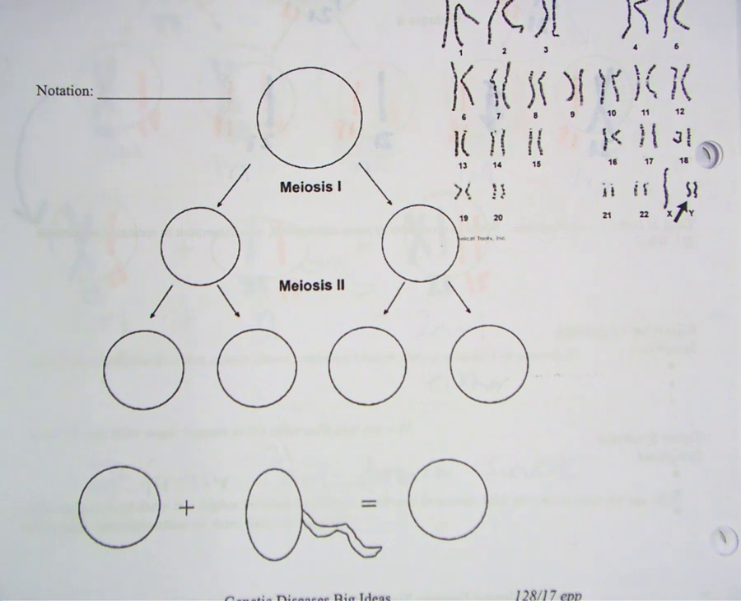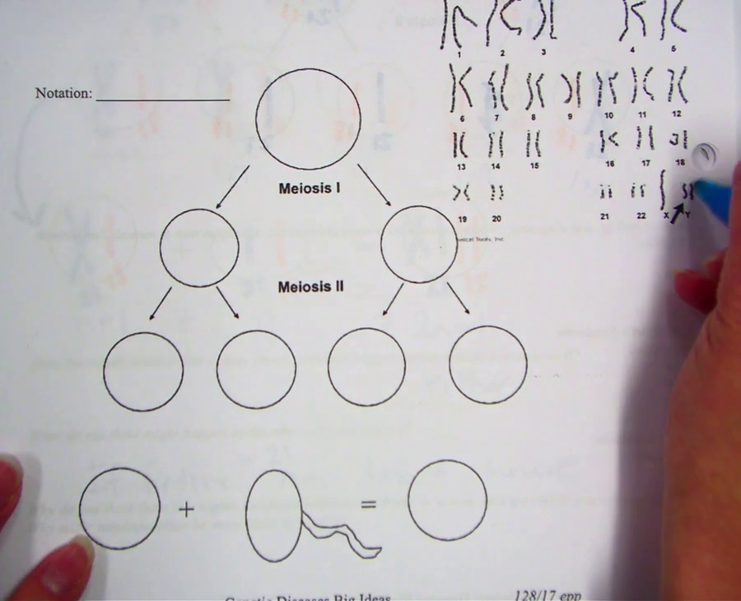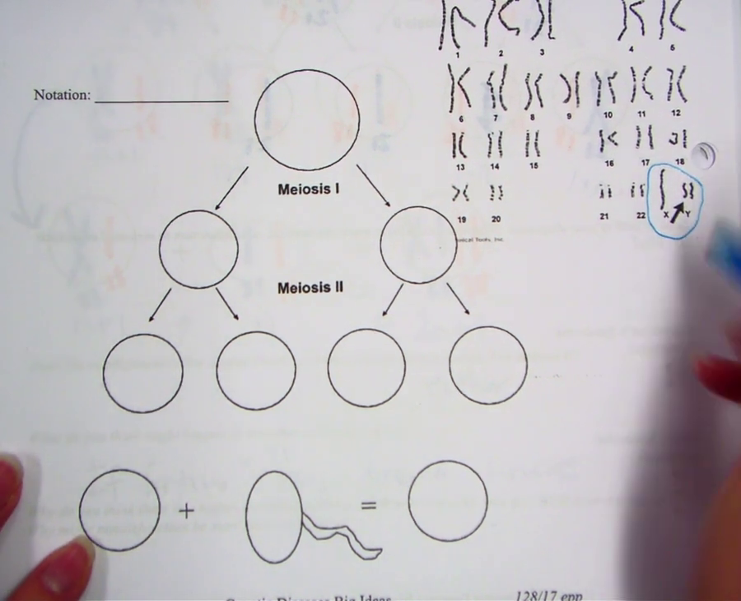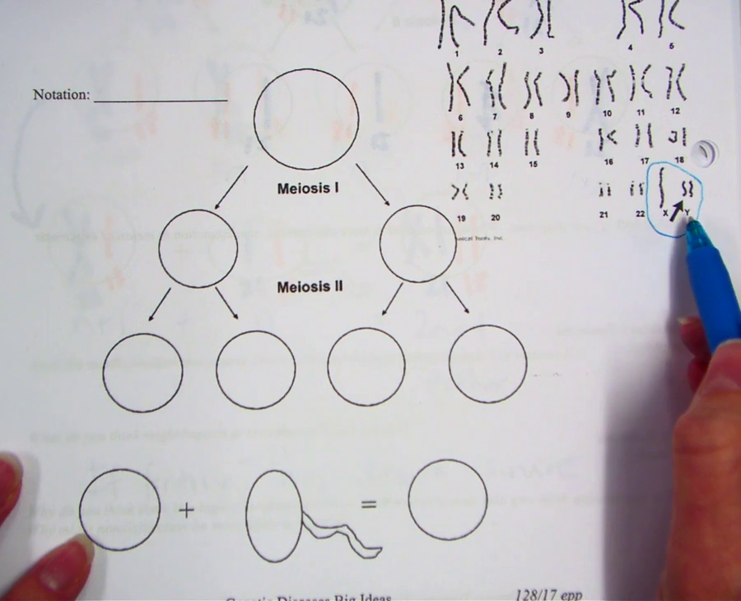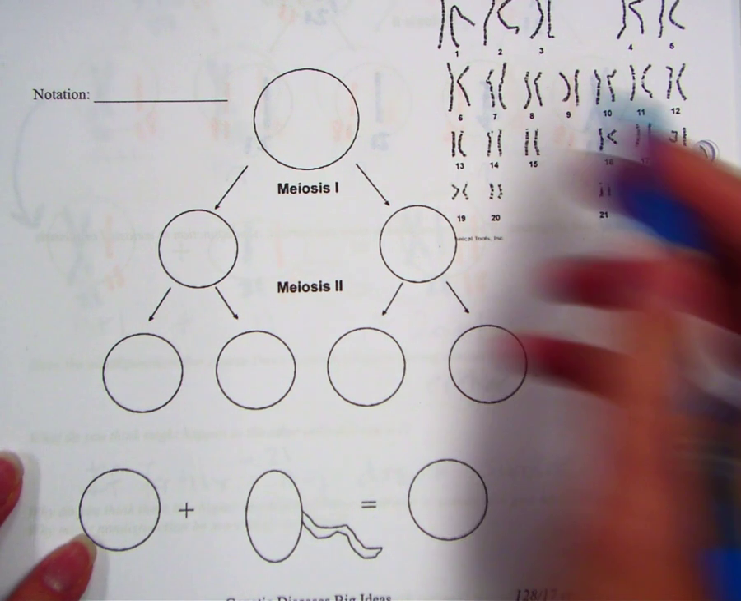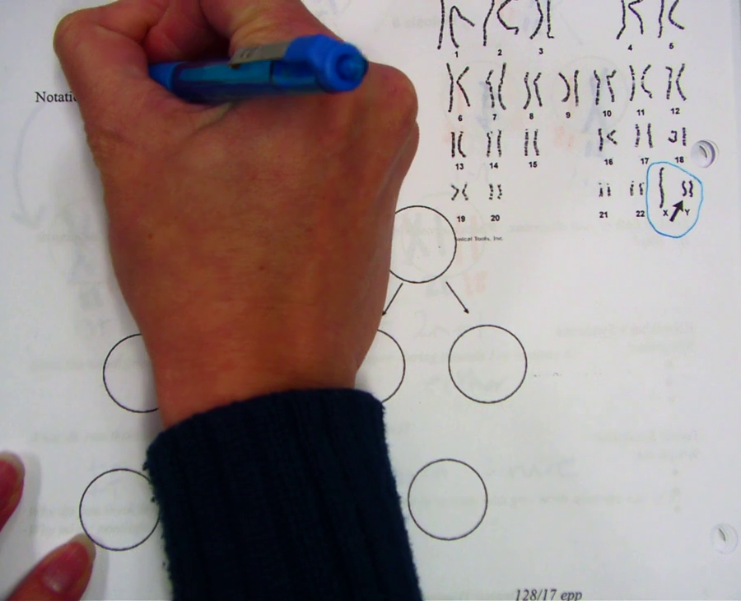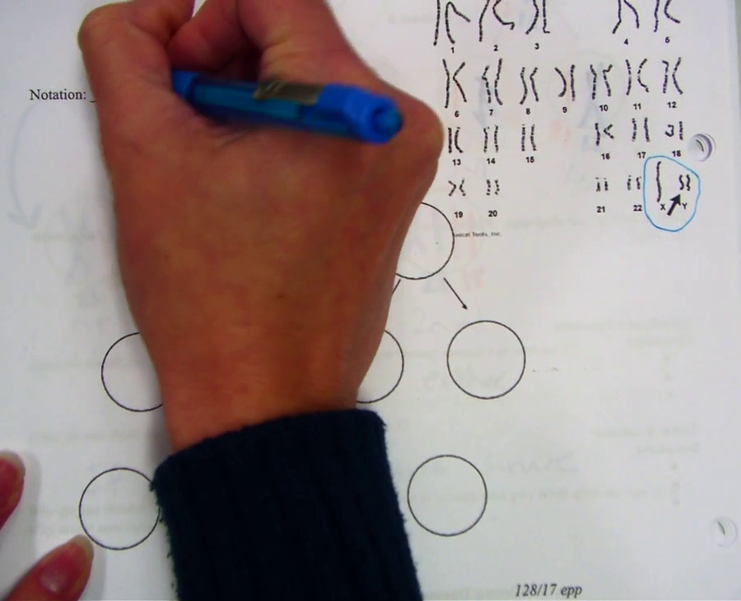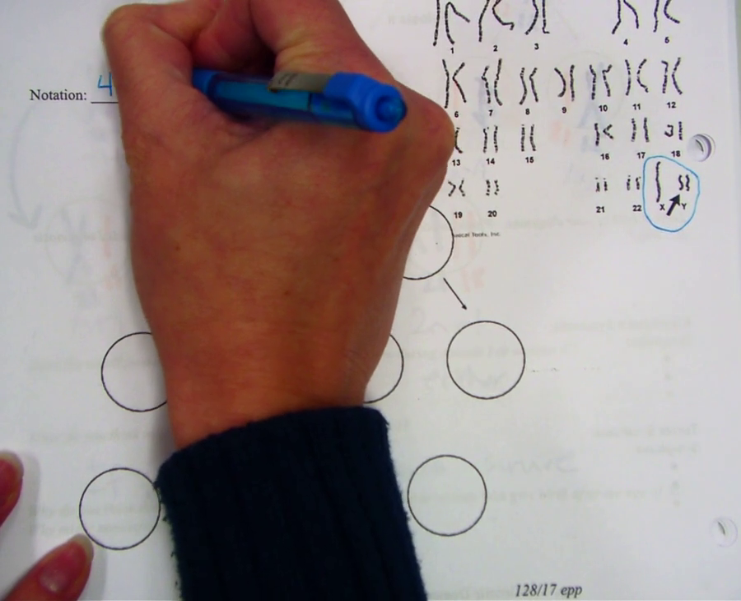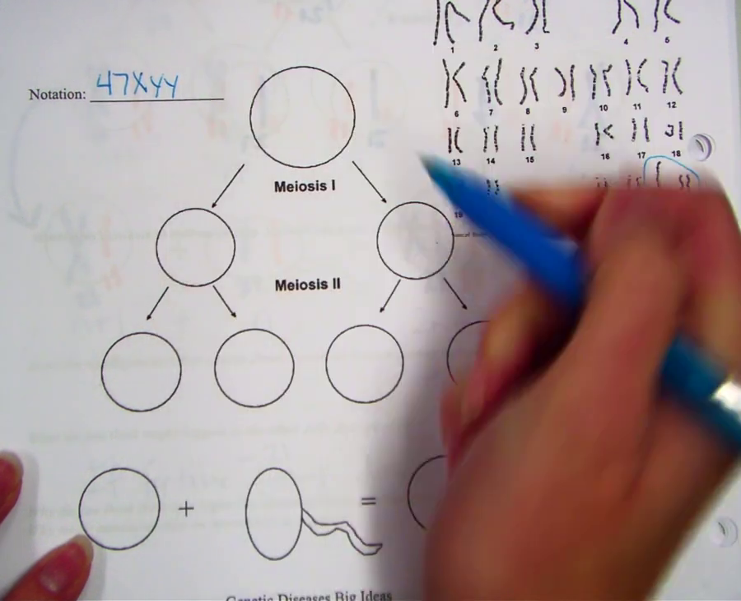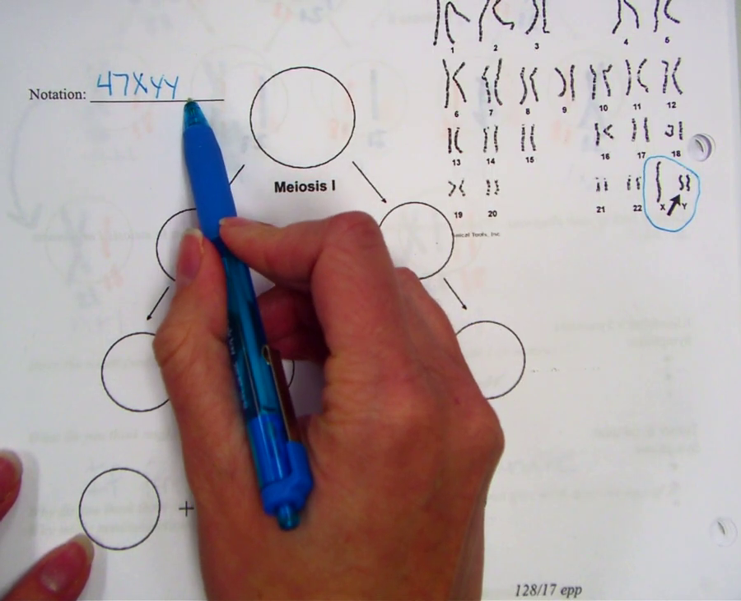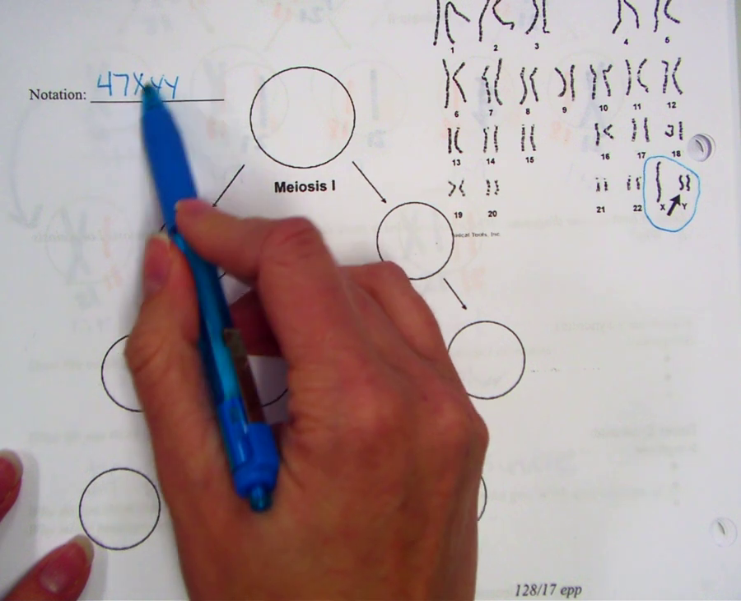Okay, so we're going to take a look and try to map the non-disjunction that's happened here in this karyotype. First of all, you have to look at the karyotype and notice that something different's going on right here. You notice that, wow, instead of the normal XX or X and Y, you have an XYY. So my notation would first indicate that we have, instead of 46 chromosomes, 47, and that this is an XYY. No need to say where the extra chromosome is here because you can see it's right at the sex chromosomes.